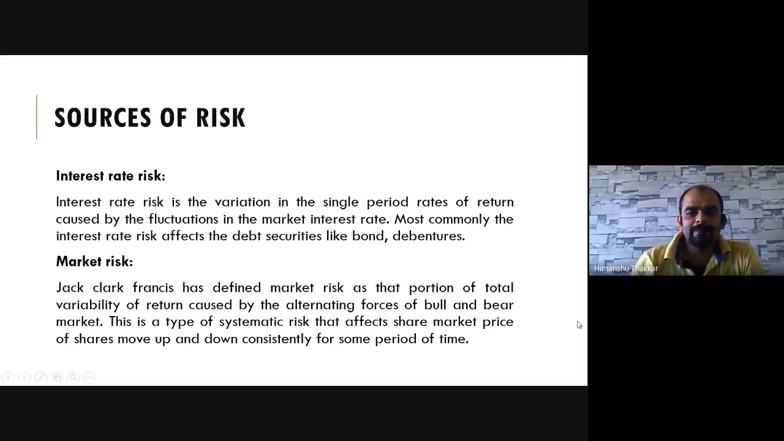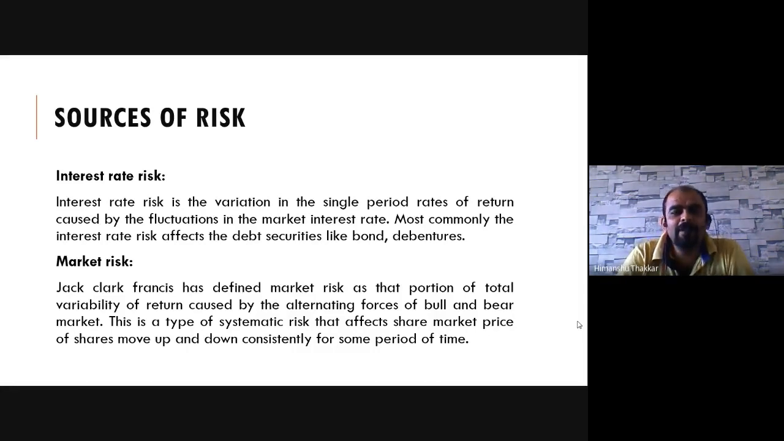Sources of risk. How does risk arise? Basically, how do you not get your expected return? Or what are the reasons for not getting expected returns on your investment? That is called sources of risk. So first is interest rate risk. Now you know how the variations, I mean, in recent times, the interest rates have reduced drastically.